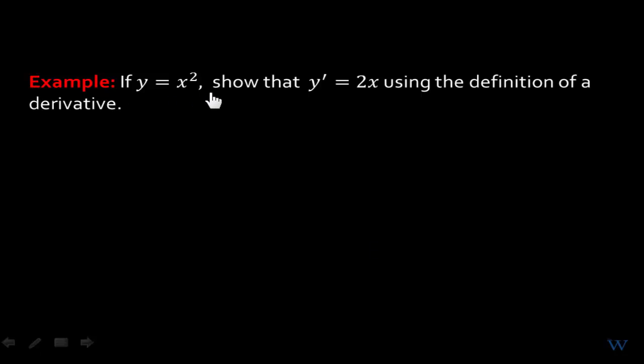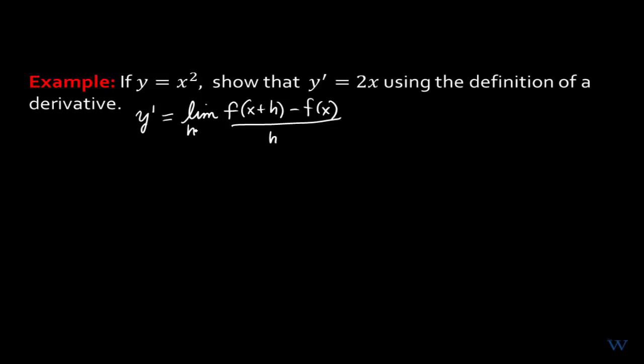If y is equal to x squared, this is an example of how we will apply the definition. Show that y prime is equal to 2x using the definition of the derivative. Let's start. y prime by definition is equal to the limit of f of x plus h minus f of x, this whole thing divided by h, and then we let h approach 0.